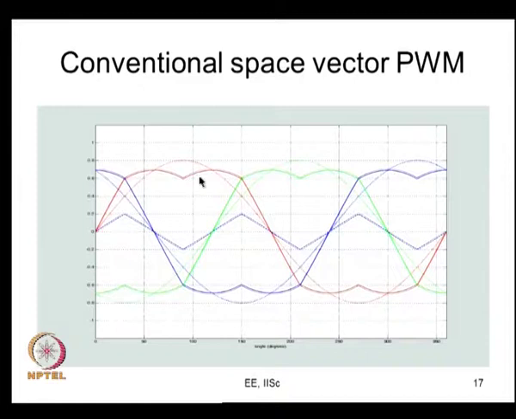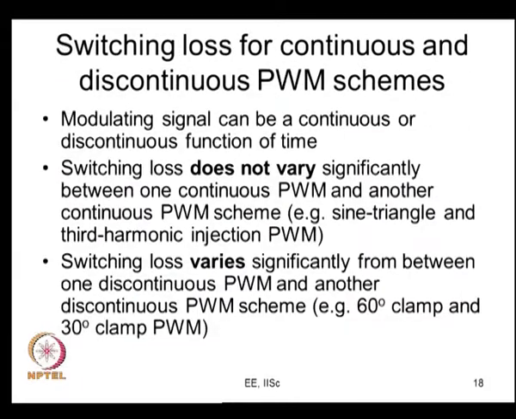This is true about conventional space vector PWM also. In conventional space vector PWM, if this is your fundamental sinusoidal modulating signal, and this would be the kind of common mode added, you would get a modulating signal which is like this. Here also the switching loss is the same as we discussed before. Now, just to recap, the modulating signal can be continuous or discontinuous, and the switching loss does not vary significantly from one continuous to another continuous PWM scheme, whereas it varies significantly from one discontinuous PWM to another, as we saw some examples yesterday.